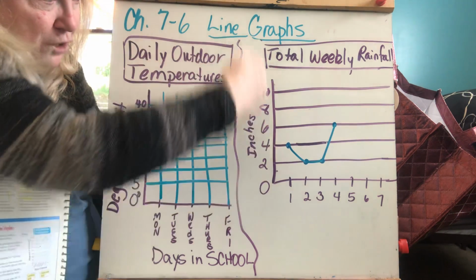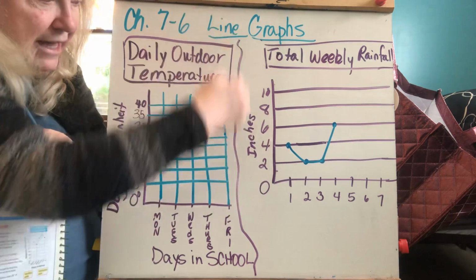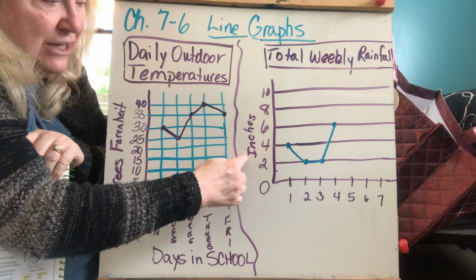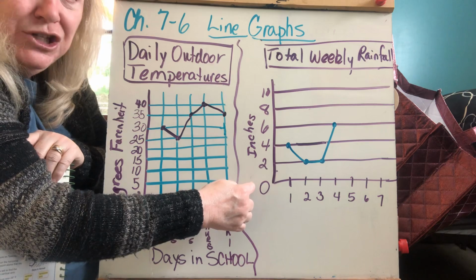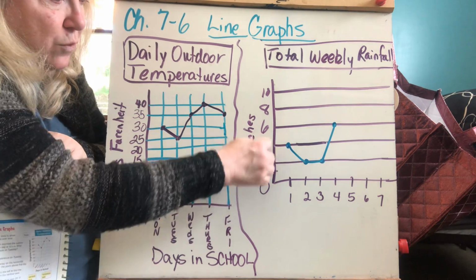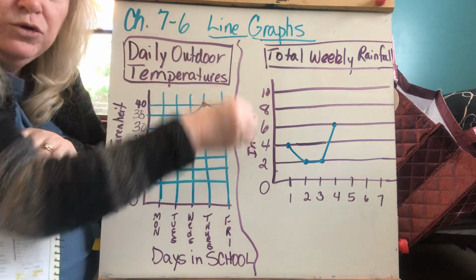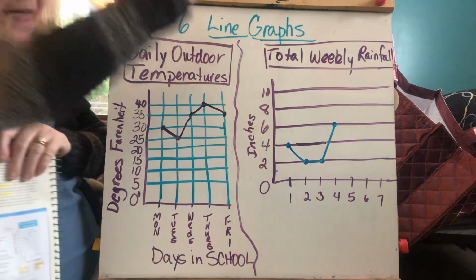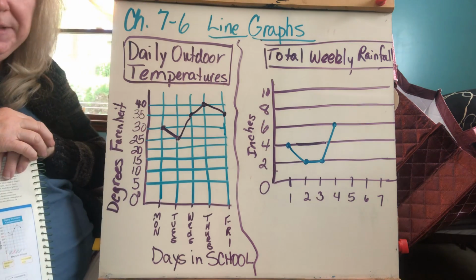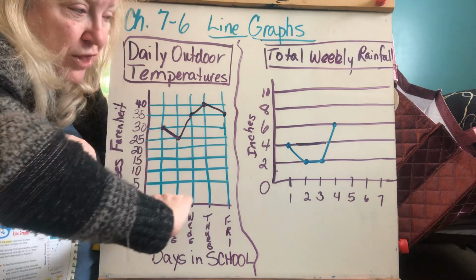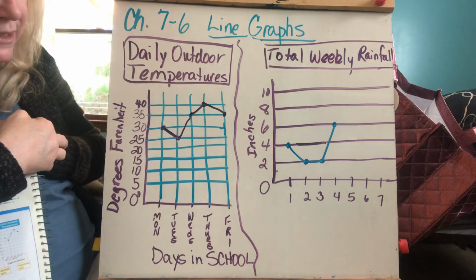So we're going to label our vertical axis as inches in 2-inch increments: 0, 2, 4, 6, 8, 10. That's going to be our scale. And this time our scale is going up and down. We're going to put the number of weeks going across.